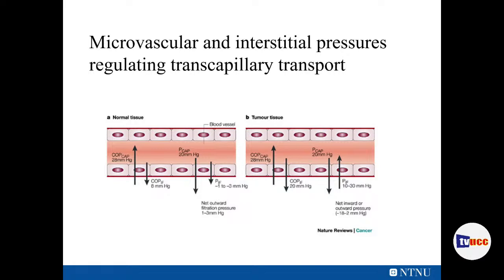But in the tumor tissue, we will have an interstitial fluid pressure, which is typically 10 to 30 millimeter mercury. So that is almost the same as the pressure in the blood vessel. So what then? You don't have a pressure gradient. You don't have convection. No pressure gradient here. Really a problem. And why? Why do we have such a high pressure here?